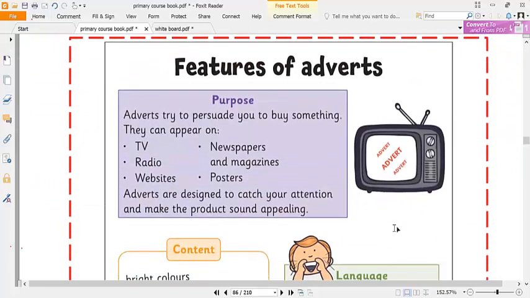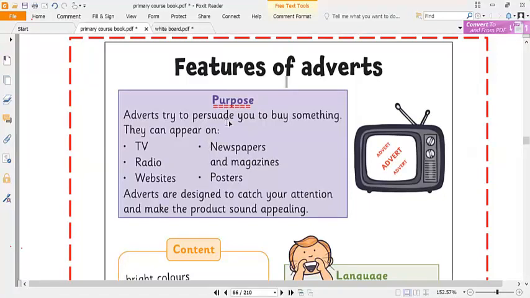Great. Features of an advert. If I asked you to write an advert, let's see how I can format the advert. Read the purpose, Yahya. Adverts try to persuade you to buy something. They can appear on TV, radio, websites, newspapers, magazines, and posters.